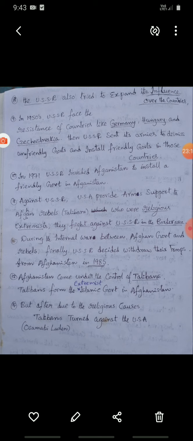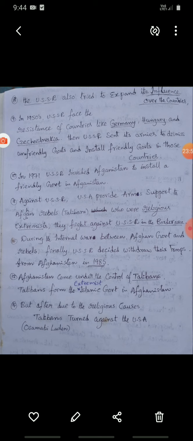In 1971, the USSR invaded Afghanistan to install a friendly government in Afghanistan. So against the USSR, America provided arms to the Taliban. The Taliban could fight against the USSR. So the USSR troops were there in Afghanistan. Even a civil war took place in Afghanistan.